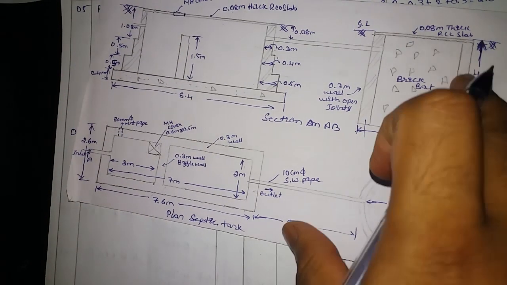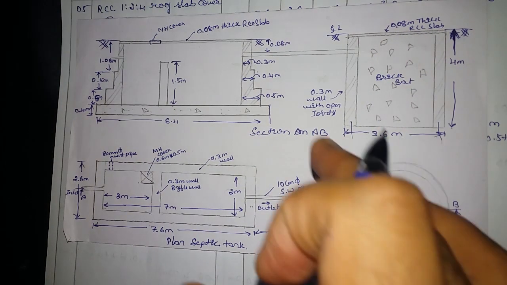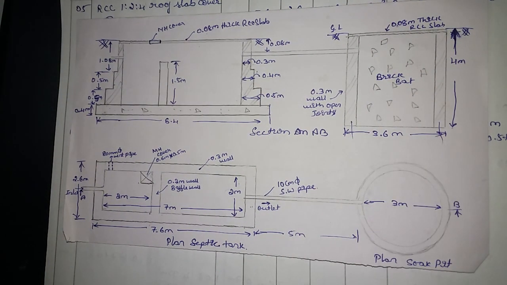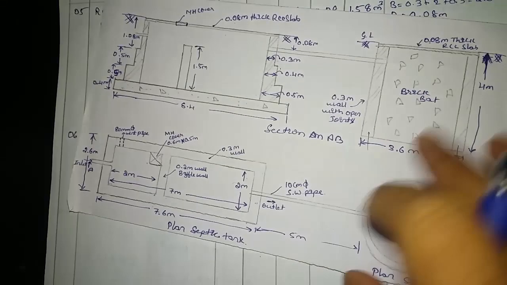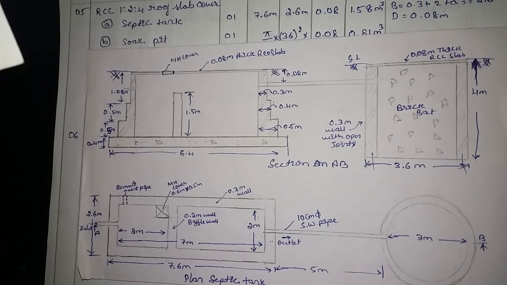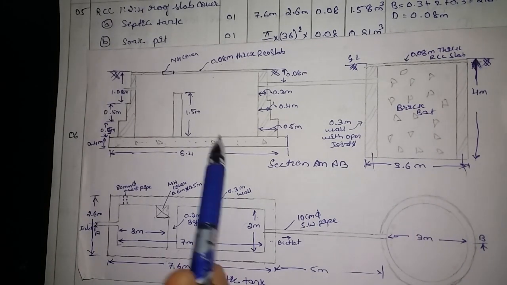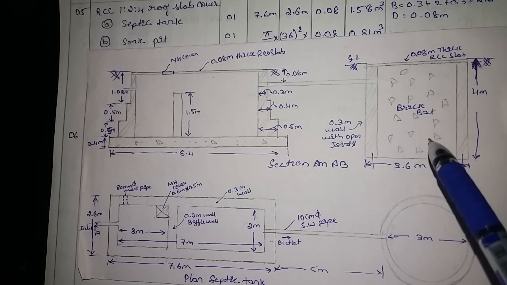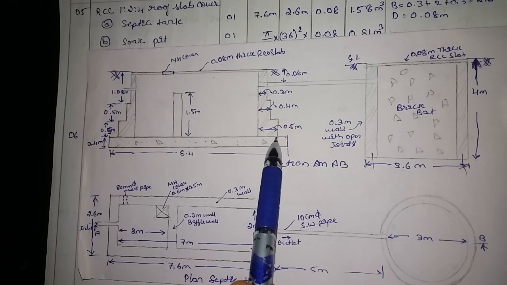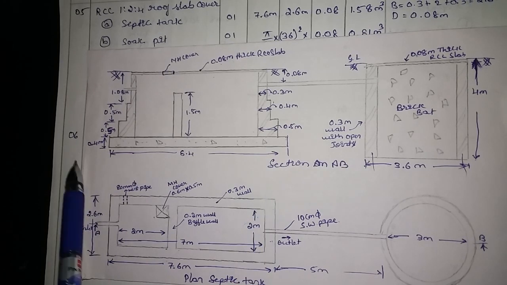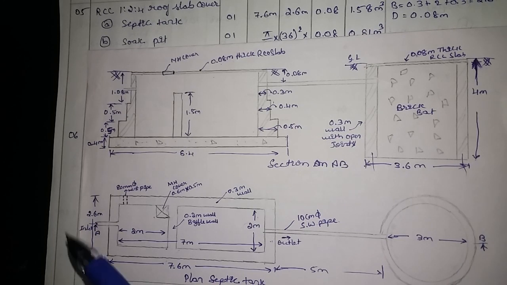What are the things we found out by seeing this diagram? First we found out the earthwork excavation, separately for the septic tank and for the soaking pit, right? Then we found out the foundation base. There is only a foundation base in the septic tank; there is no foundation base for the soaking pit, that we didn't find out, right?